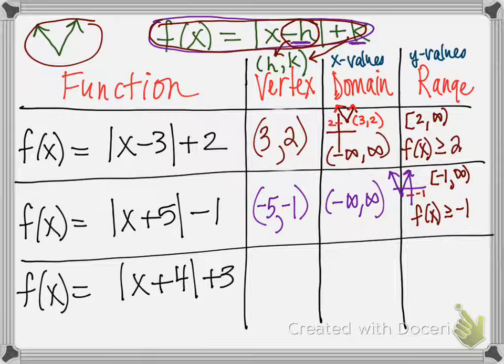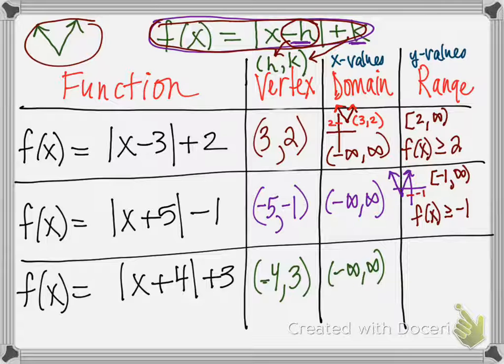For this last example, my vertex, just flip the sign, -4, and the y coordinate of the vertex is +3. So again, I just flip the sign of what's inside the parentheses, back number stays the same. My domain, all real numbers, -infinity to +infinity. I could plug in any number I want for x to make a t-chart.